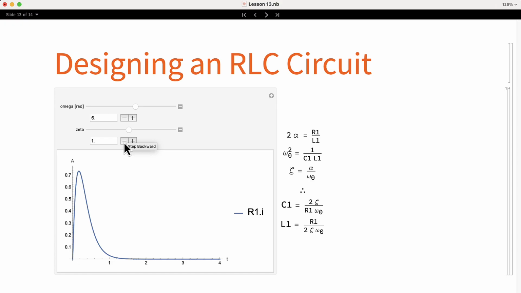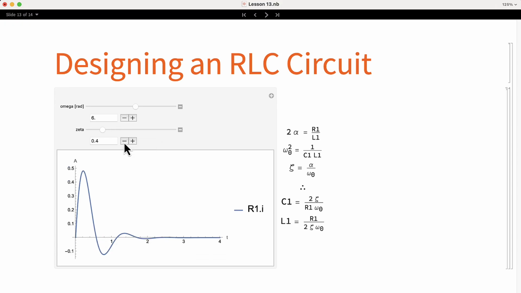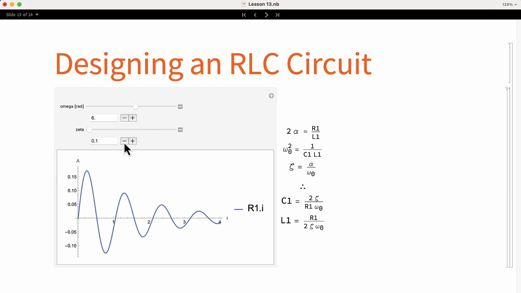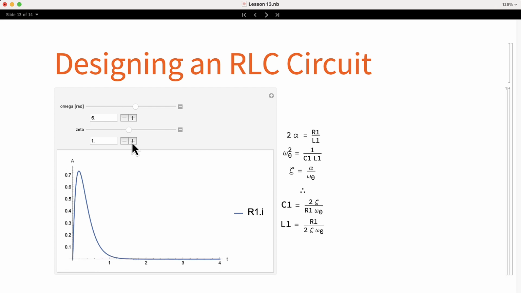When changing zeta, we can see that as it approaches 0, it starts oscillating more and more. If we increase it, we can notice that any value above 1 does not oscillate, and it increases a little bit the peak, and the settling time becomes longer. Let's go back to zeta equals 1. This is an important value. It is called the critical damping. This value has the characteristic that it does not oscillate, and it has the lowest peak and also the fastest settling time.